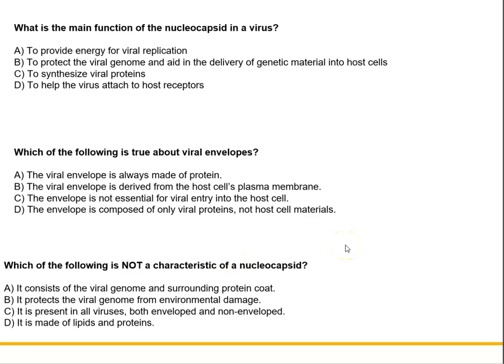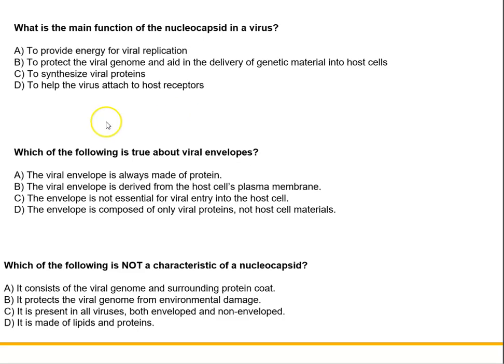Okay, questions. What is the main function of the nucleocapsid in a virus? Well, remember we said that the nucleic acid needs to be protected when it's outside of the cell. And what's going to do that? The capsid and/or the envelope, if there's an envelope. Both of those structures protect the nucleic acid. So the answer here would be B, to protect the viral genome.